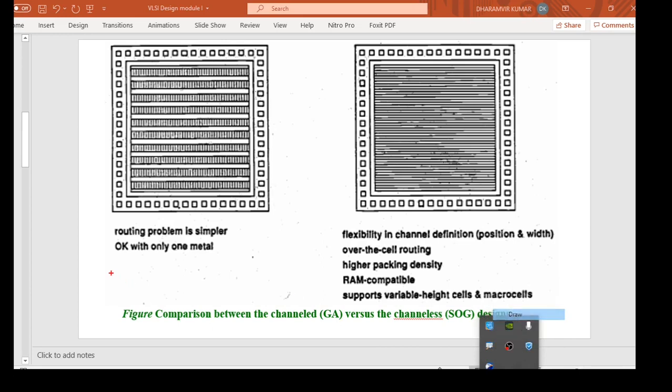This shows a comparison between the channeled gate array versus the sea of gates design. Now, the sea of gates is also called a channelless gate array design, or simply channelless design.